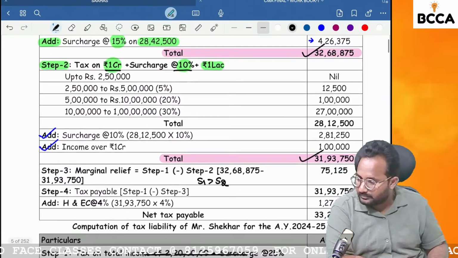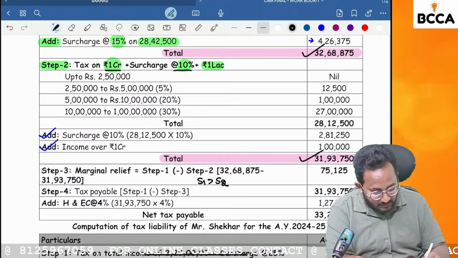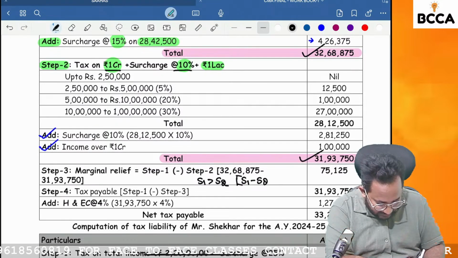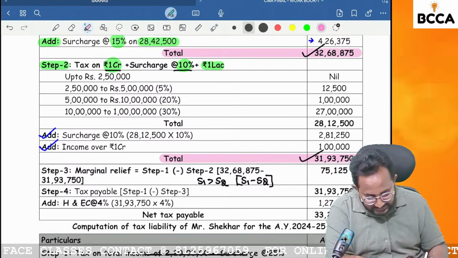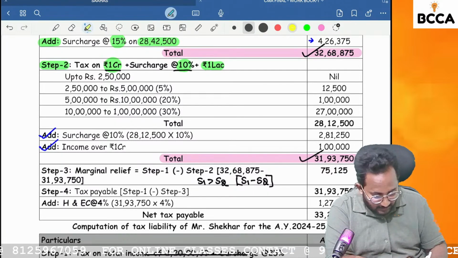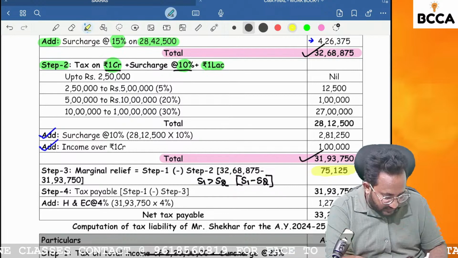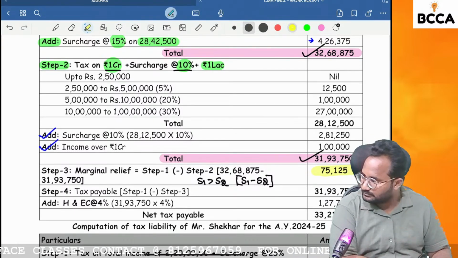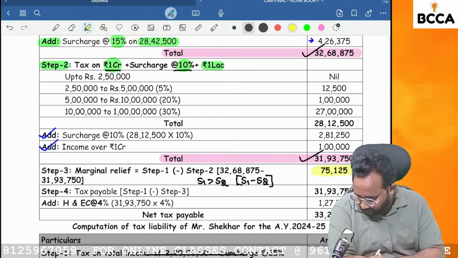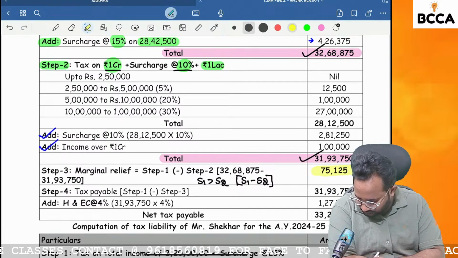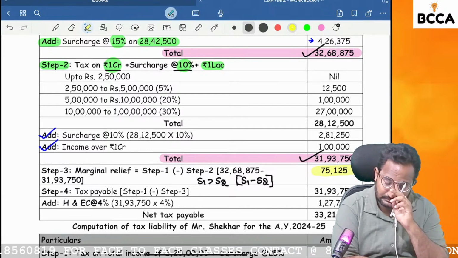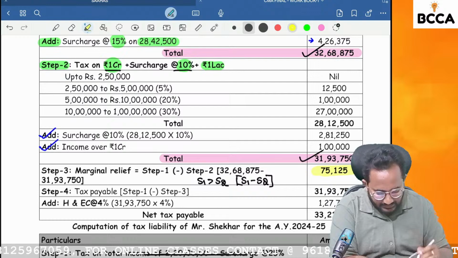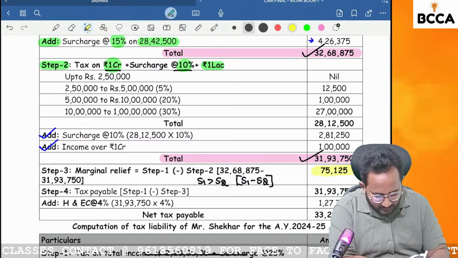Please let me know. Step 1 is nothing but what? More than what? Step 2. Marginal relief we have to calculate: step 1 minus step 2. Please type all the things in your calci and tell me what marginal relief we will get. 75,125. So initially they targeted to collect the tax on how much?